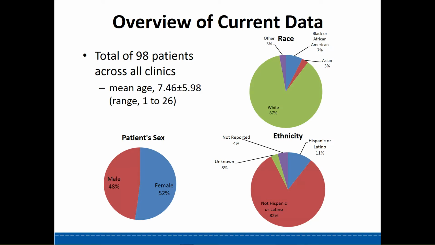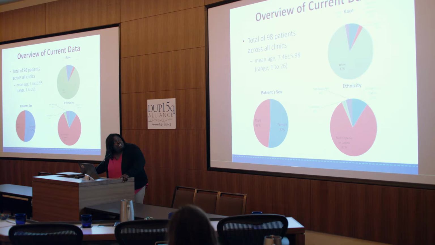And so just to give an overview, we have about 98 patients in all of the databases with a mean age of 7.46, standard deviation of 5.98. And the majority of our patients are female, 52%, well, about half and half. 82% are not Hispanic or Latino, and 87% are Caucasian.